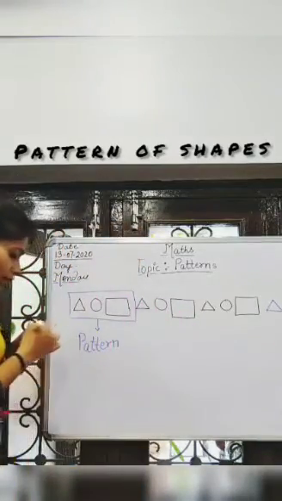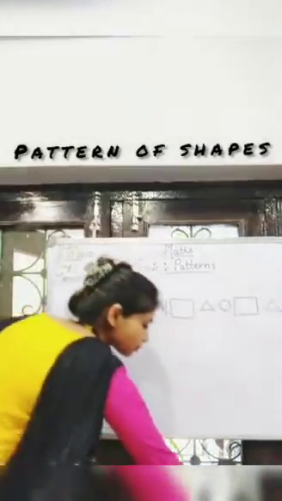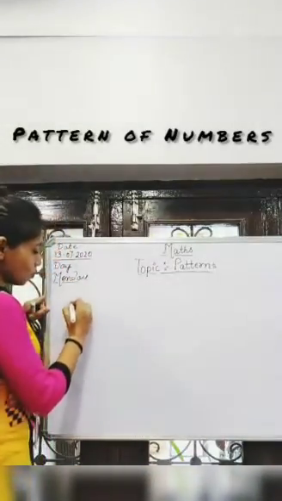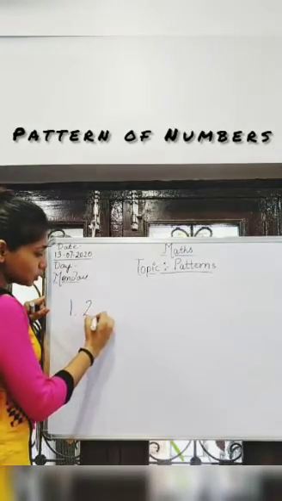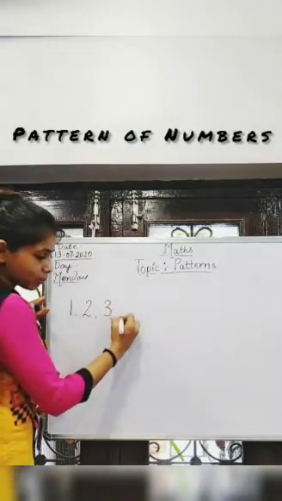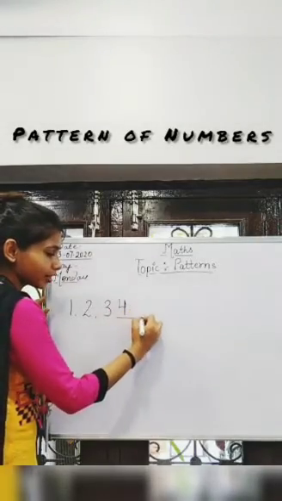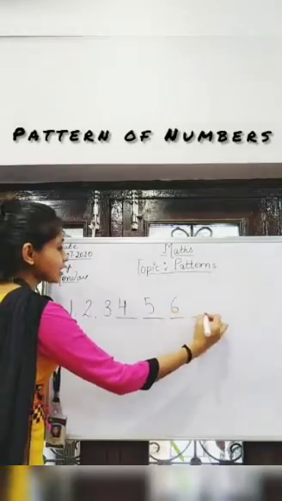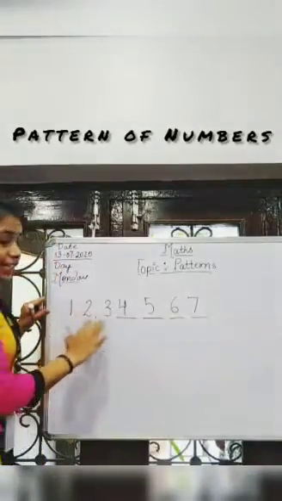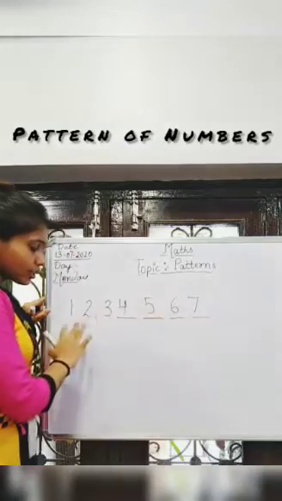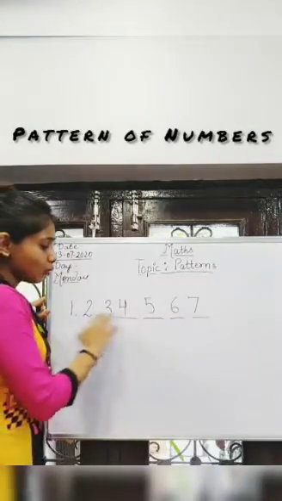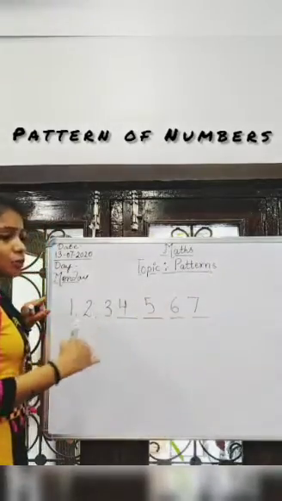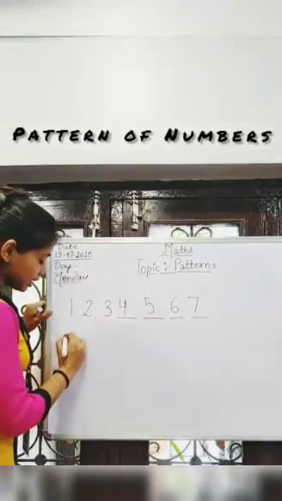Now kids, I am going to tell you about patterns in digits also. Now you can see here 1, 2, 3. The next will be 4, the next 5, the next 6, the next 7. This is the increasing pattern because here we are increasing the number: 1, 2, 3, 4, 5, 6, 7. Now let us move toward the decreasing pattern.